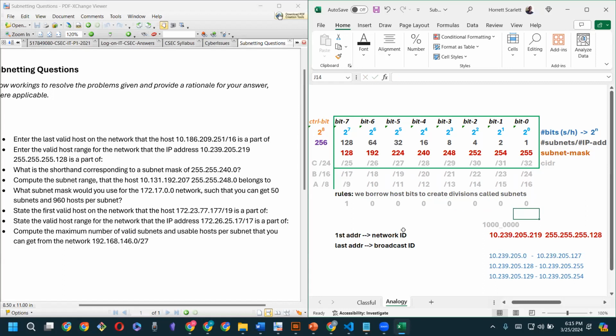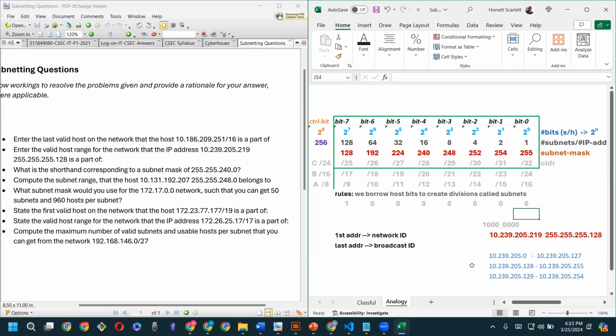And how many network bits have we assigned for subnetting? Not 17, the network bits for subnetting. 1. So it's 1 bit that we have turned on to represent subnets. If it is 1 bit that we turn on to represent subnets, then how many subnets do we end up with? 2. 2 to the 1 gives us 2. So we're dealing with 2 subnets.